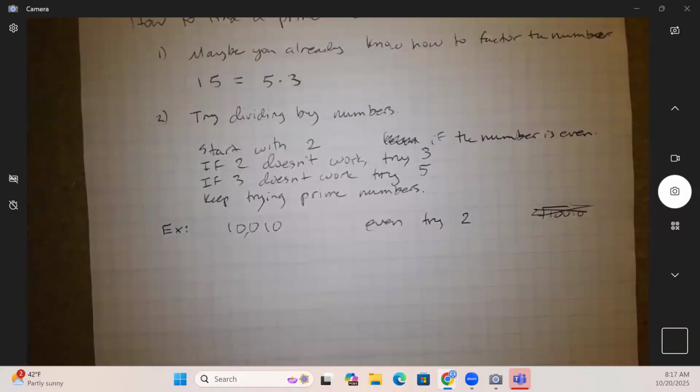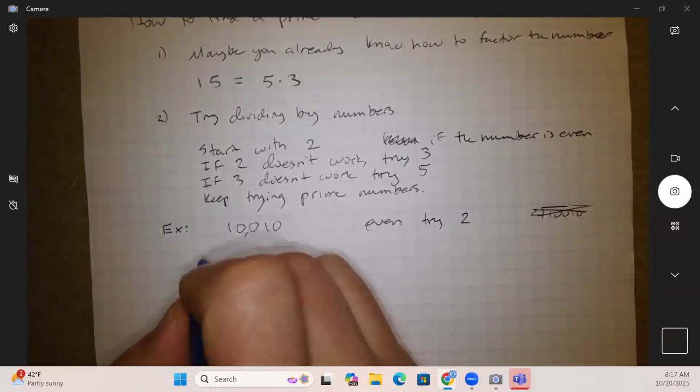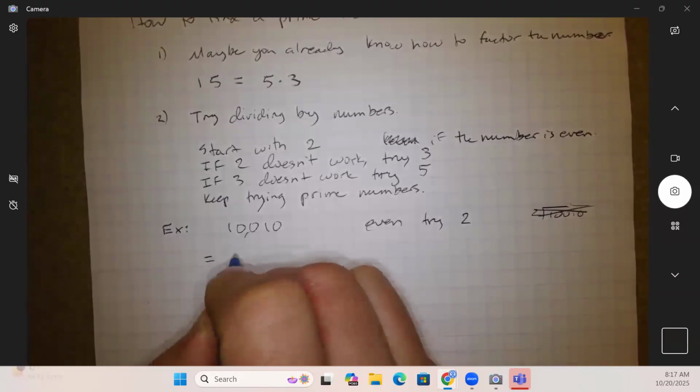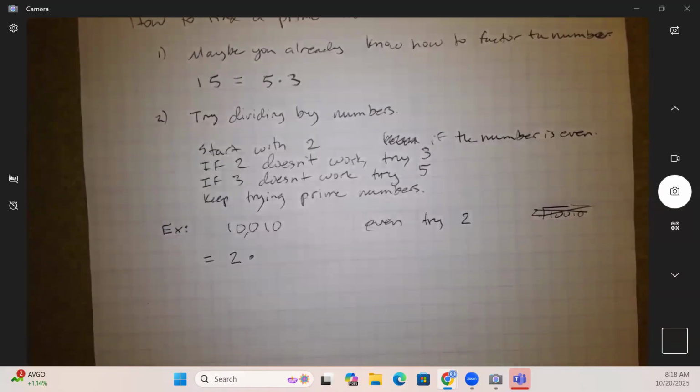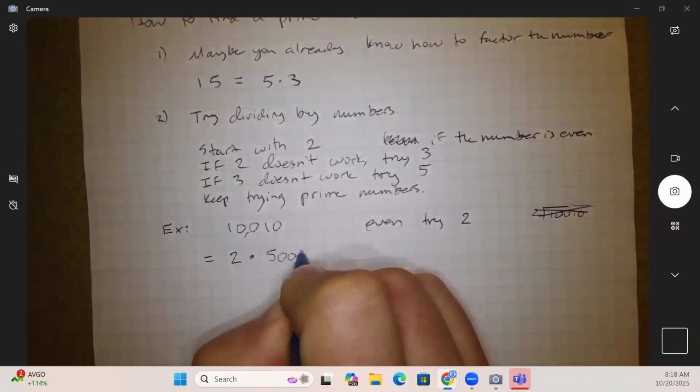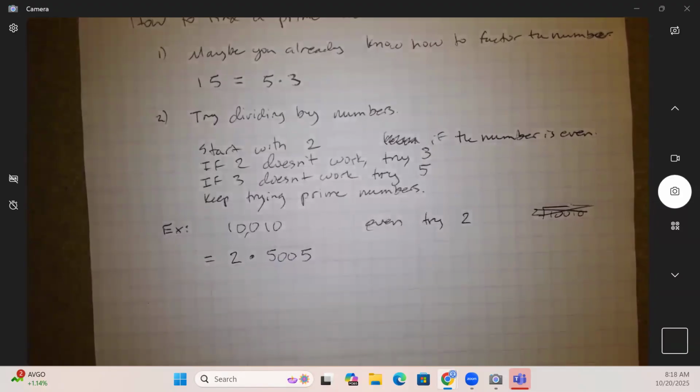I'm gonna say let's not do that because we want to keep track of things. So 10,010 should be 2 times, and then how do you figure it out? Well, you grab your calculator and you do 10,010 divided by 2 and you get 5,005. You don't have to prime factor without a calculator. Calculators are super useful for this. 5,005. Well, if that's prime, we're done. But if it's not prime, we got to keep trying.